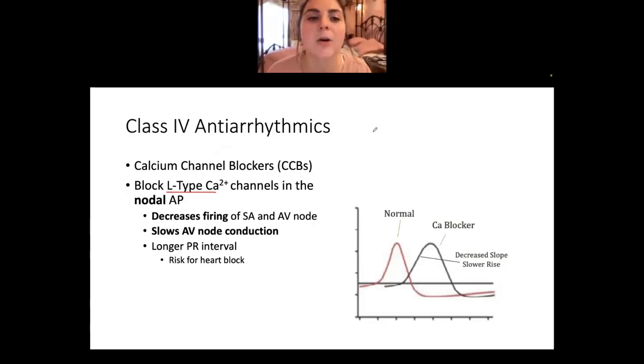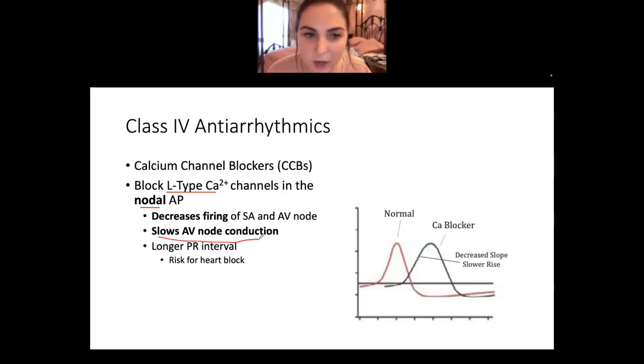But what's important to know is these block specifically the L-type calcium channels, the ones that are found both on nodal cells as well as on contractile cells. So just like beta blockers, these are affecting channels that are found on both. I do have nodal here because that's their antiarrhythmic effect, but they also can block calcium channels anywhere else in the body, okay? But their intention is to decrease firing of the SA and the AV nodes. It's going to slow AV nodal conduction.